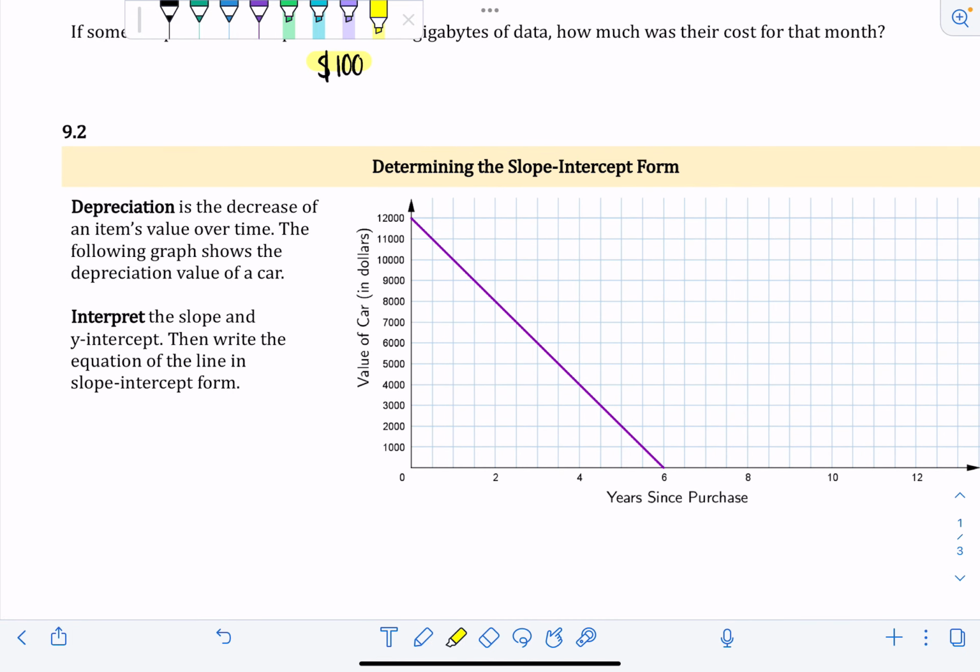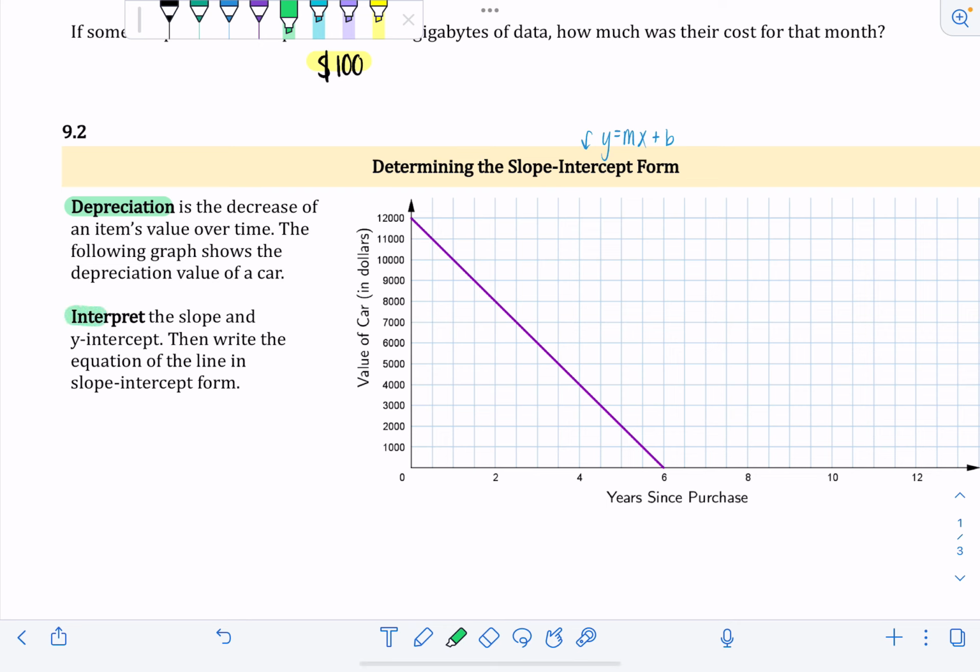Okay, 9.2, determining slope-intercept form, which, remember, is y equals mx plus b. That's the formula for slope-intercept form. Starting at the top, depreciation is the decrease of an item's value over time. So when something loses value, we call that depreciation. The following graph shows the depreciation value of a car.